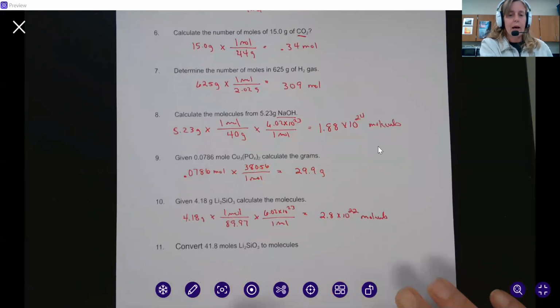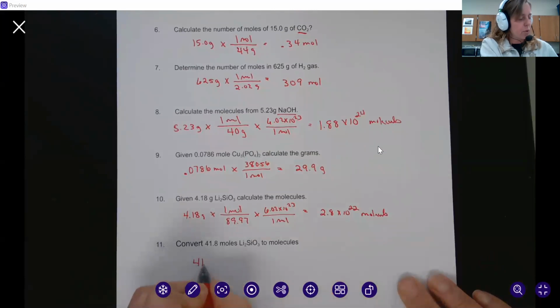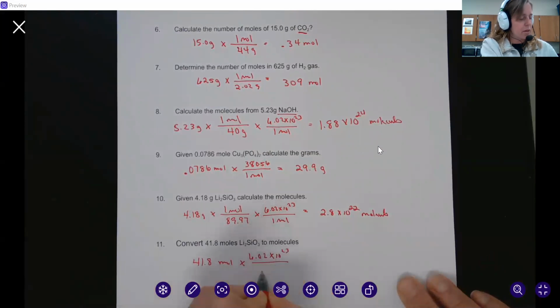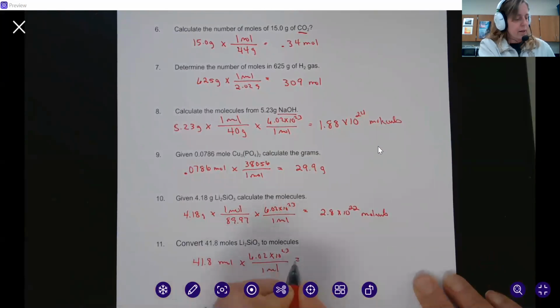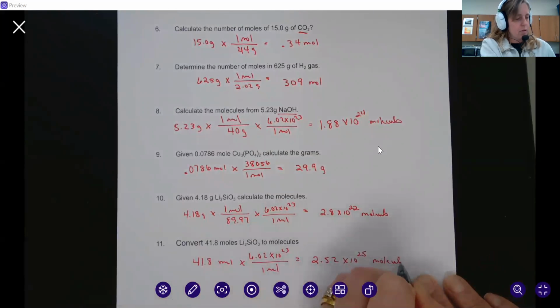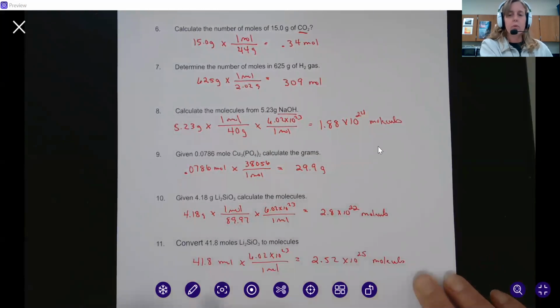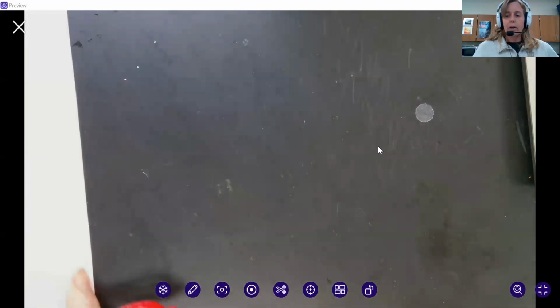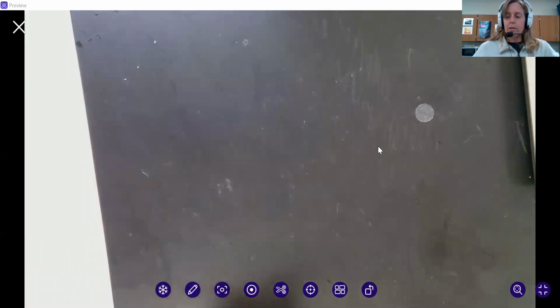Okay? And the last one is 41.8 moles. And we're going directly to molecules. So we're going to times by the constant again. And that's going to give us 2.52 times 10 to the 25th molecules. Okay? So now we're done with that sheet. Okay? We need to grab our other sheet.